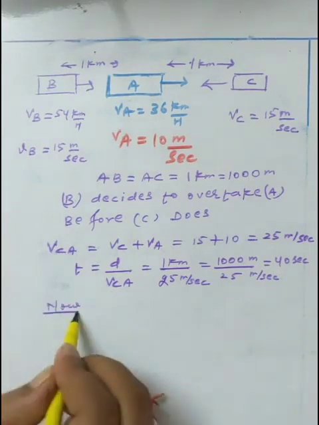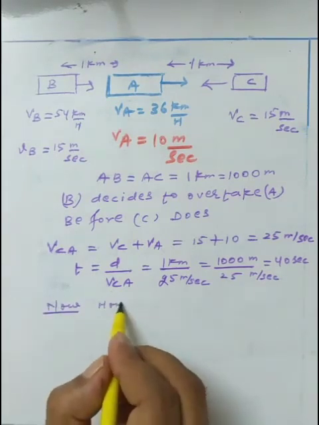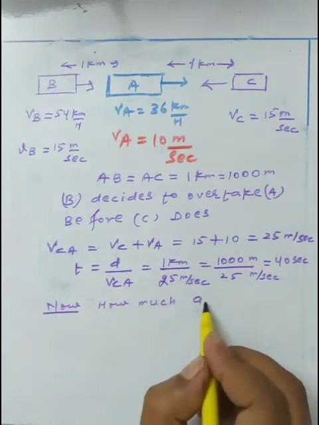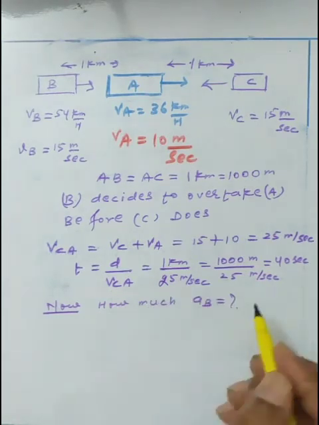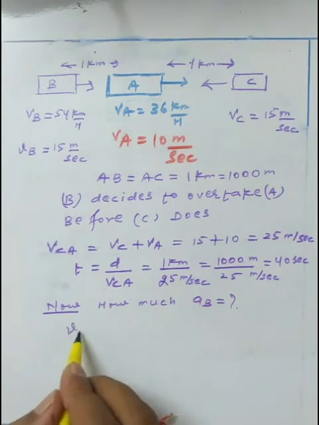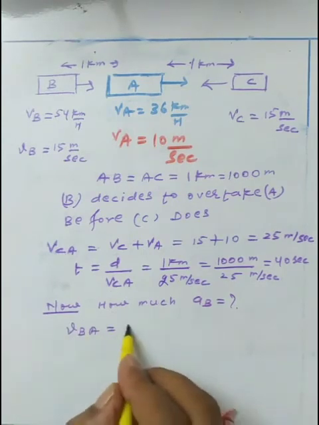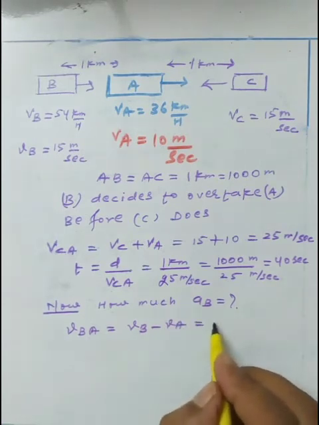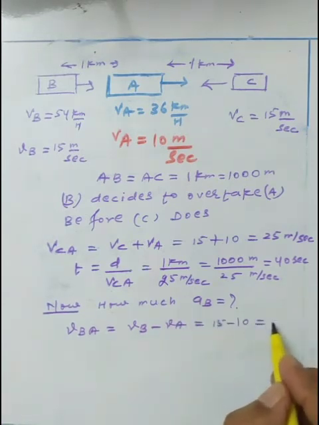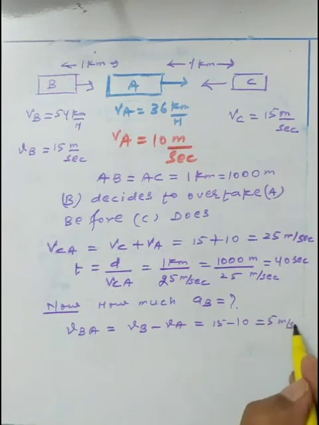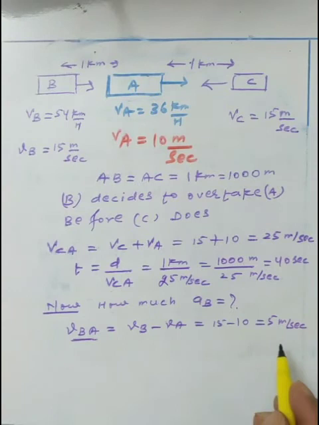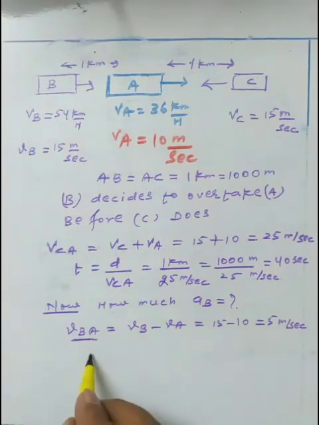Now, how much acceleration is developed by B? So we need to calculate the velocity of B with respect to A. That is VB minus VA, and VB minus VA is 15 minus 10, which gives 5 meters per second. So as B is moving with respect to A at 5 meters per second, how much distance does it cover relative to A?